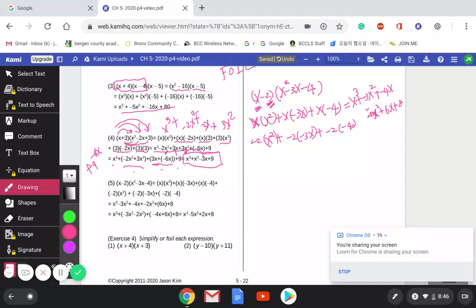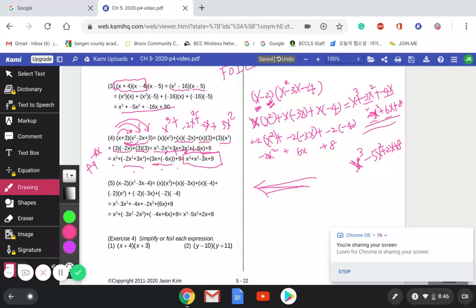Because this is negative 2x squared. This is 6x. And that becomes 8. So you end up with x cubed, negative 3x with a negative 2x is negative 5x, negative 4x with a 6x is 2x, plus 8. So this is another way of doing it for this particular question. Either way is fine.